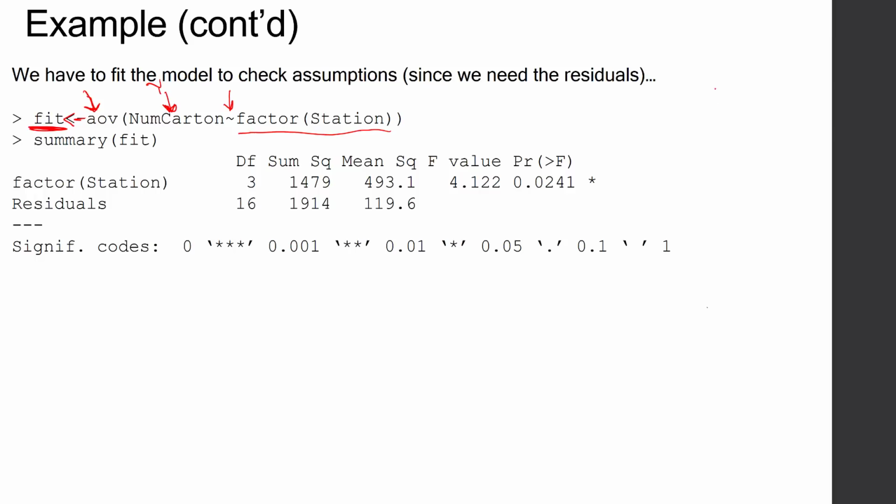It was denoted as station 1, and then 2, and then 3, and then 4. And so R thinks that's a quantitative variable, but for the ANOVA function to work correctly, we need for R to treat it like a categorical variable. And so we'll do that by calling it a factor inside R. And then to get the output for the ANOVA table, we just use summary of fit. So that's how you get your ANOVA table to be output from R.